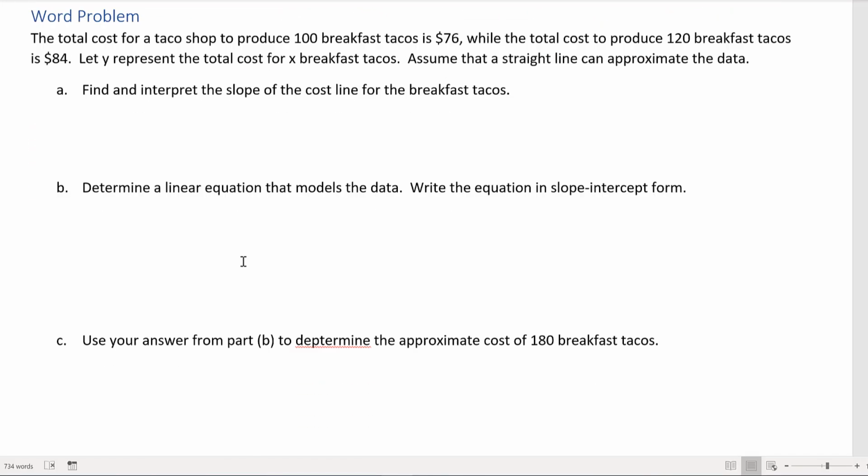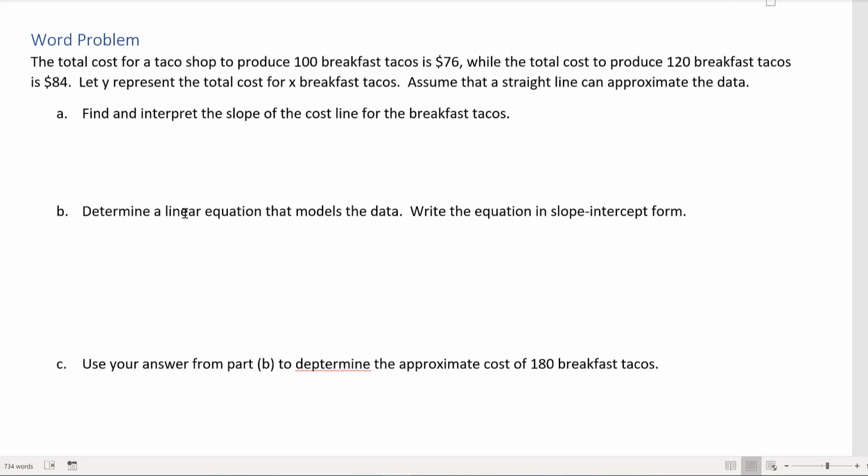And then the last thing we have is a word problem in function notation. The total cost for a taco shop to produce 100 breakfast tacos is $76, while the total cost to produce 120 breakfast tacos is $84. Let y represent the total cost for x breakfast tacos. Assume that a straight line can approximate the data.